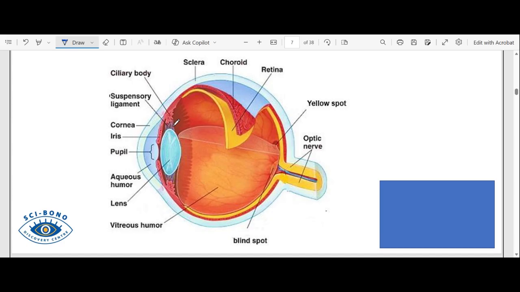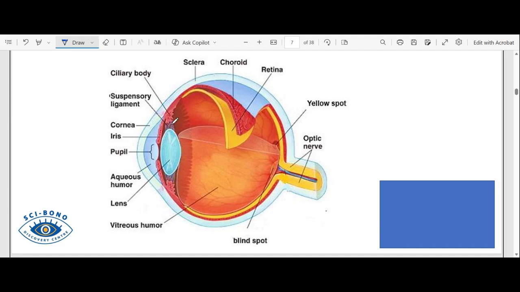And the suspensory ligaments, in turn, are held by the ciliary body. Here, this is the ciliary body. So the ciliary body holds the suspensory ligaments in place. And within the ciliary body, you find the ciliary muscles, which play a role when it comes to accommodation. We'll get to accommodation just in a minute, right?